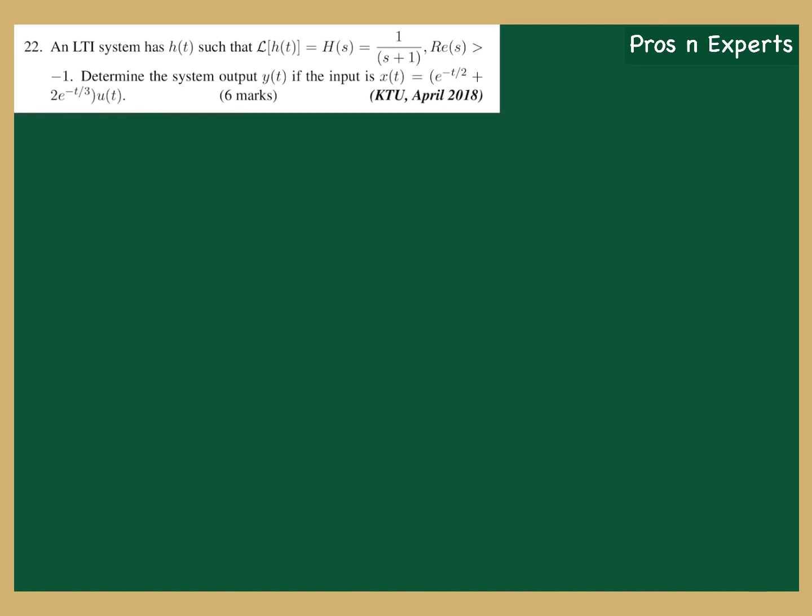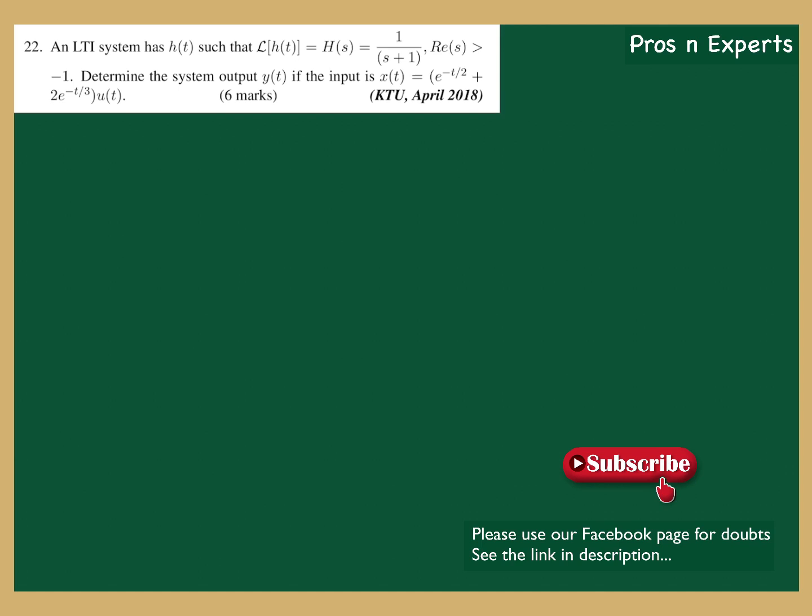Let us do the next problem. An LTI system has h of t such that the Laplace transform of h of t, H of s, equals 1 by s plus 1, and real part of s is greater than minus 1. Determine the system output y of t if the input is x of t equal to e to the power minus t by 2 plus 2 e to the power minus t by 3 u of t.